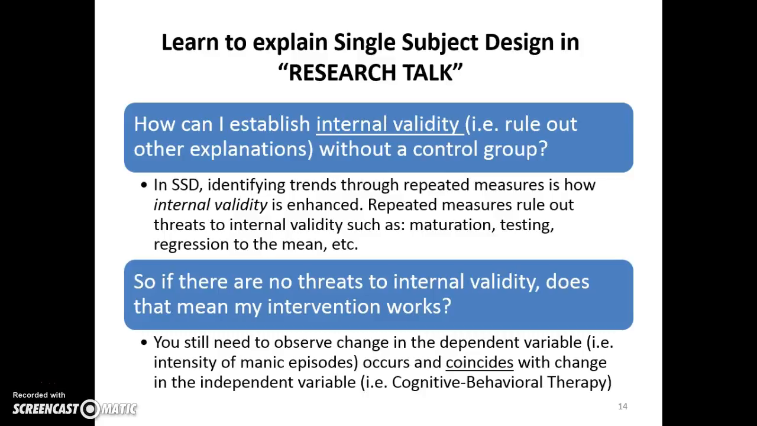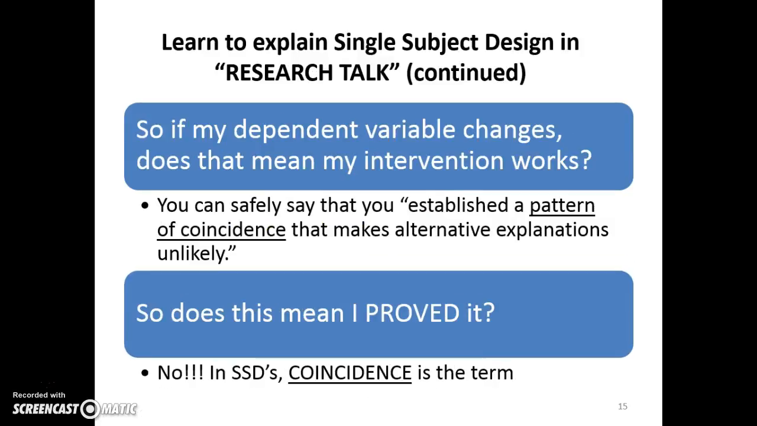Now, here's a really important thing when it comes to single subject design. So let's say you're able to use this repeated measure in the baseline phase to deal with a lot of the threats to internal validity. Does that mean your intervention works? Well, you still have to go back to this idea that there's an independent variable and there's a dependent variable, and you have to have an intervention, and then you have to see a change in something. So those rules still apply, even if you have a really good baseline phase that includes multiple observations.